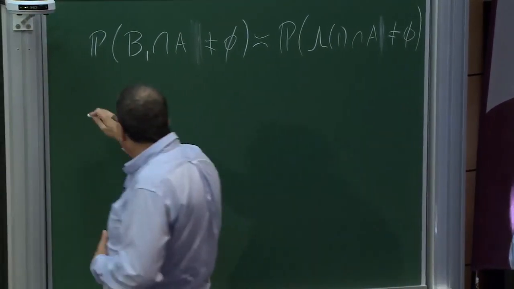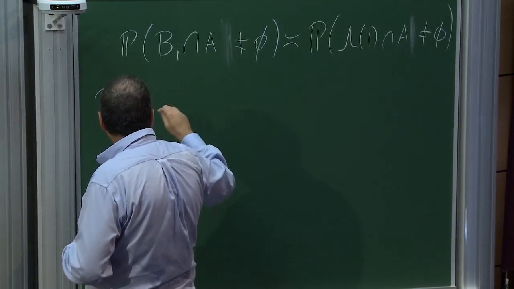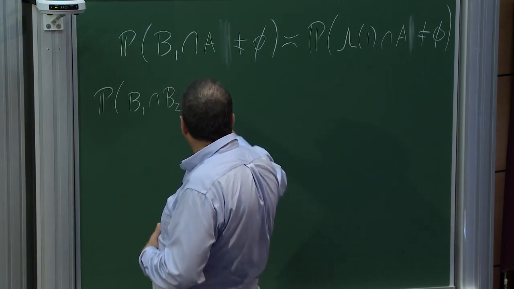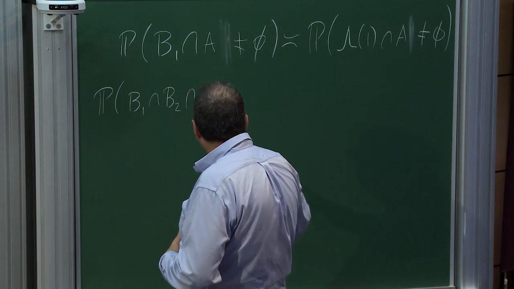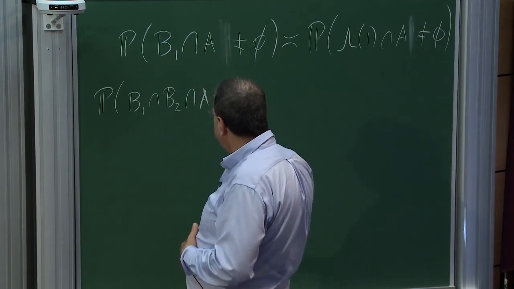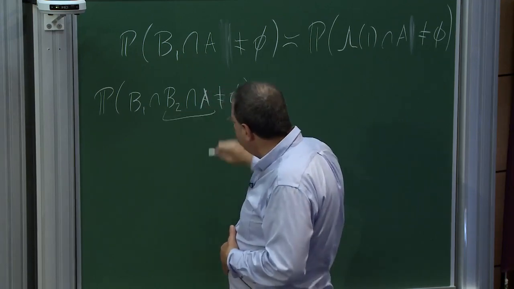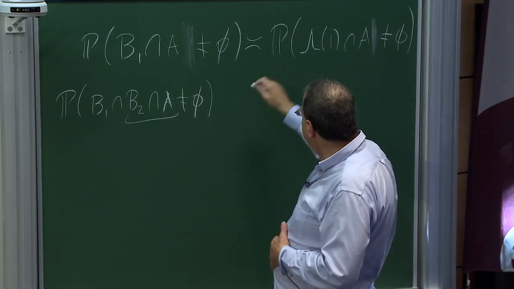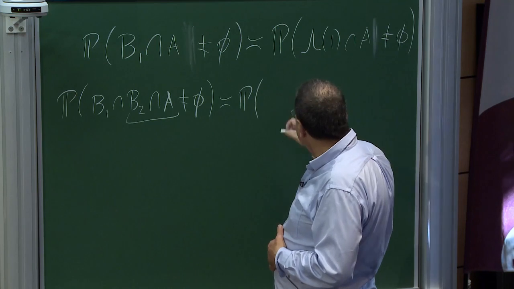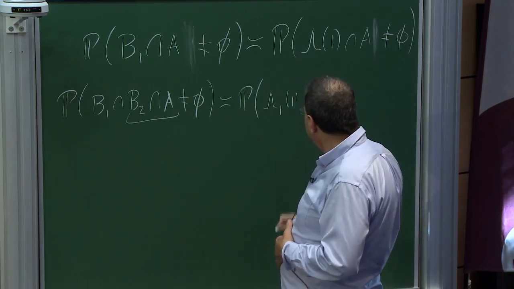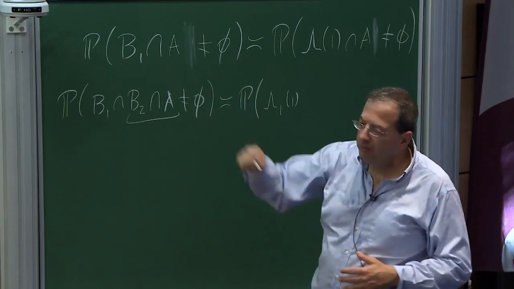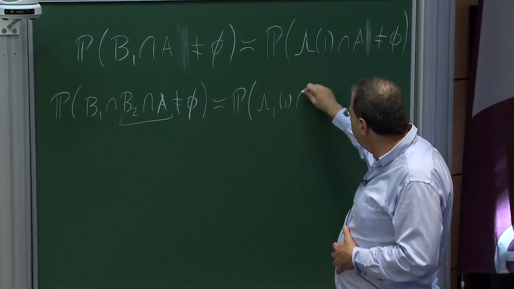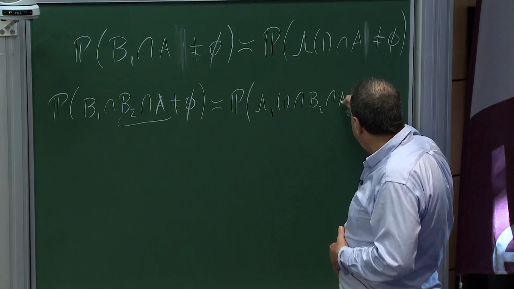So remember, what was our goal? To understand, I take B1 and intersect with B2, intersect with A. And we want to understand, when is this non-empty? Well, let's think of this as some set, freeze B2. And now we know that this is equivalent by this to the probability that I'll call lambda 1 of 1. So this one just corresponds to my parameter alpha, but this one means I'm going to take one copy of the set, intersect B2, intersect A is non-empty.